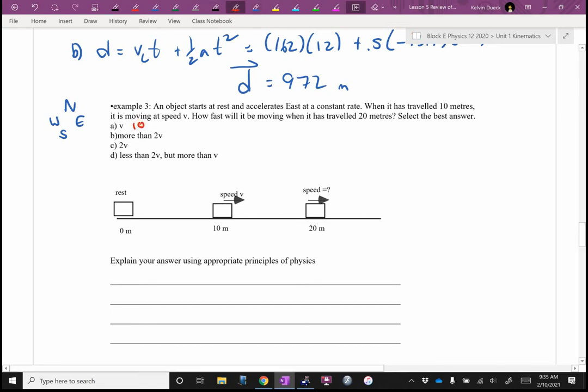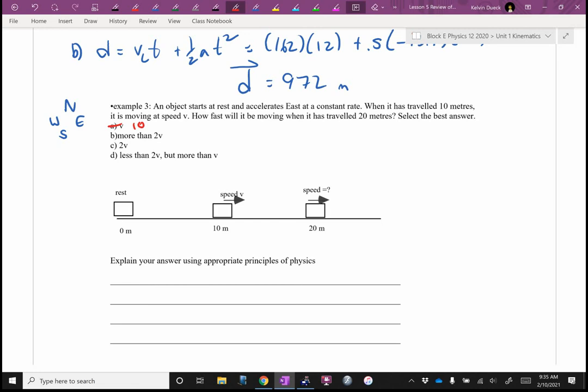Why is A such a bad answer? I heard somebody saying it. Oh, and I heard you, what? Still accelerating, A can't be right. Sorry, 10 of you. Okay, it's speeding up. So, sorry, but 10 of you wasted a vote.